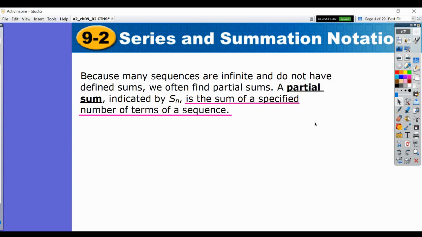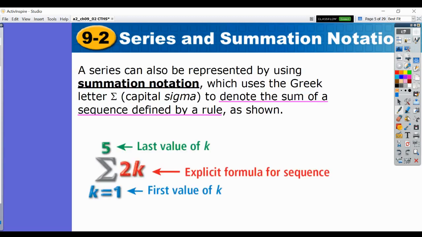A partial sum is indicated by the notation capital S sub n. And that would be the sum of a specific number of terms. So if I had S sub 5, that would be the sum of the first 5 terms. So if it was 1 plus 2 plus 3 plus 4 plus 5, then I could add that up and my answer would just be a number that is the sum.